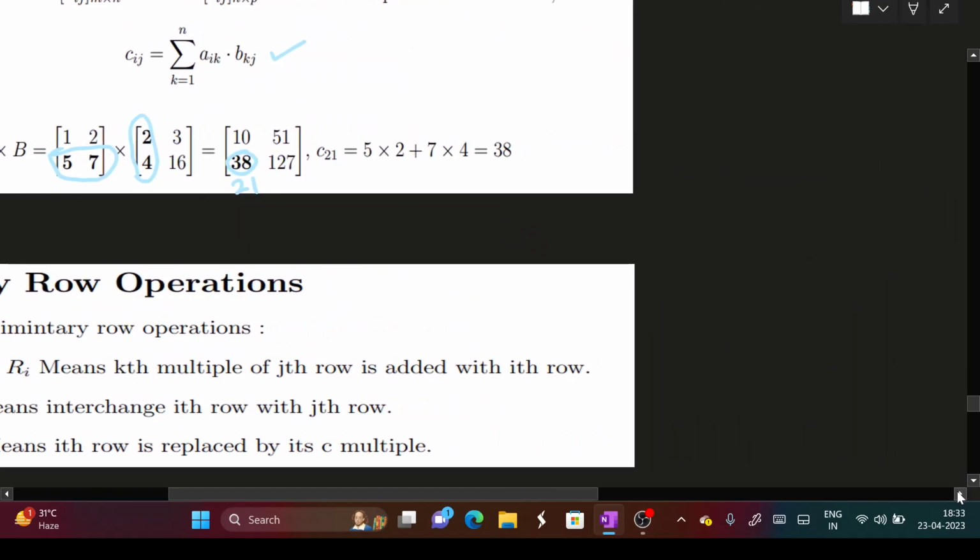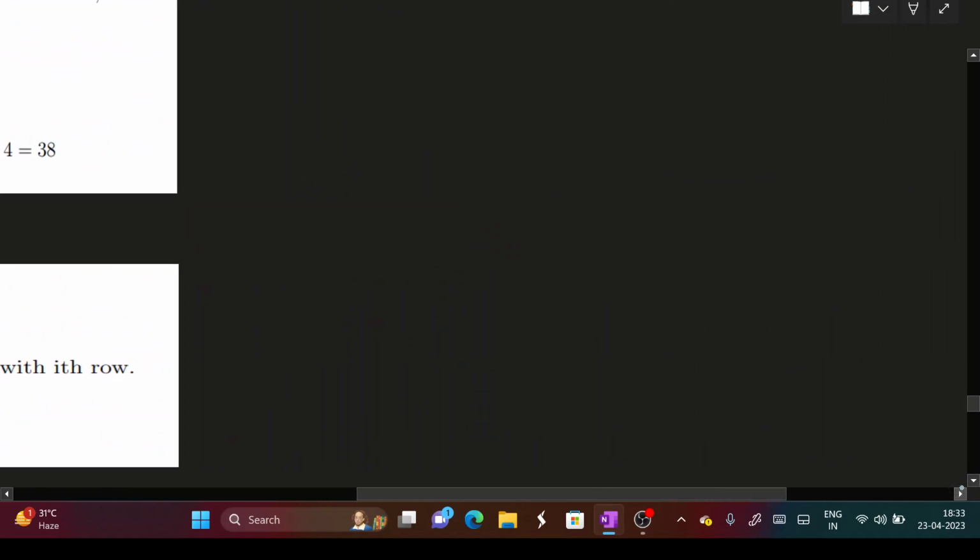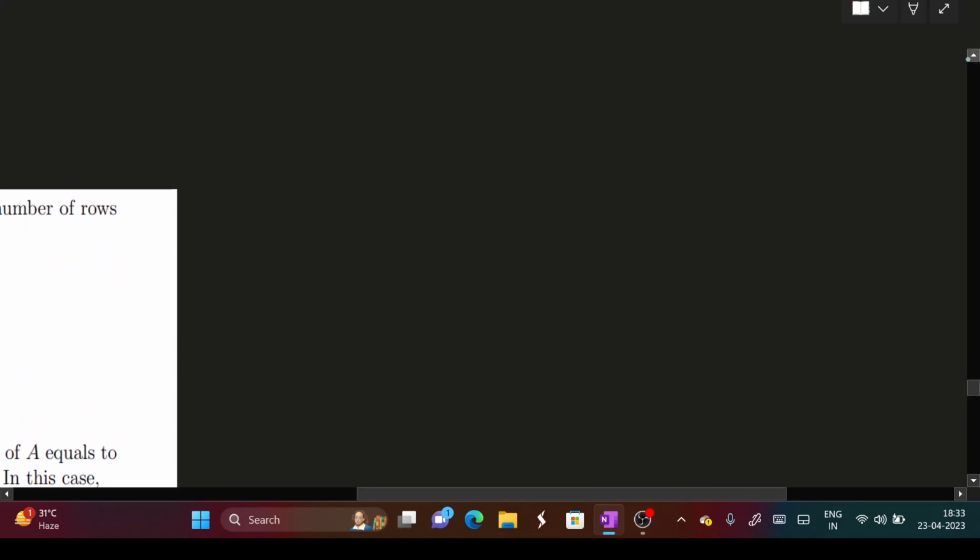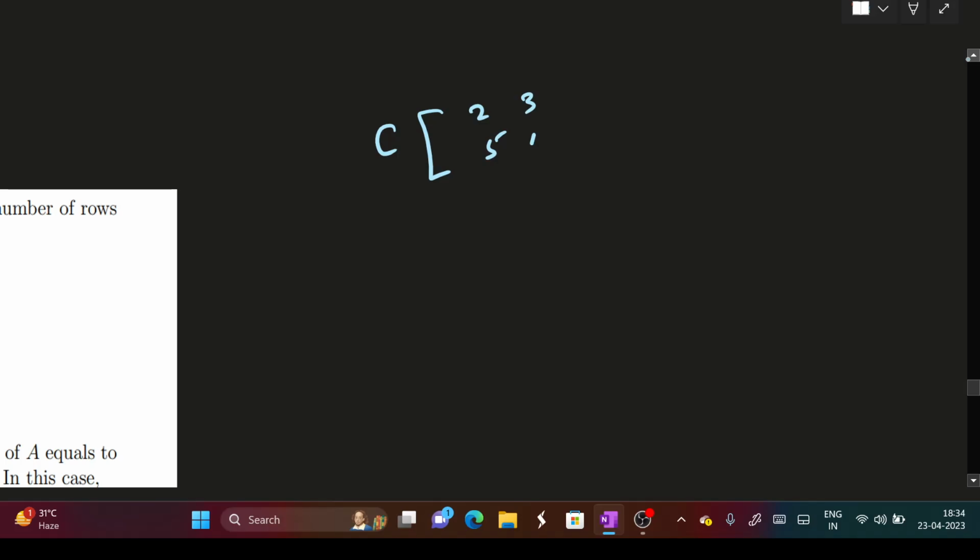There are several other operations on matrices that we will discuss right now. One of the operations is scalar multiplication of a matrix. Suppose I have the matrix 2, 3, 5, 4 times C. It is nothing but 2C, 3C, 5C and 4C. That means each element is multiplied with that C. It is called the scalar multiplication property.